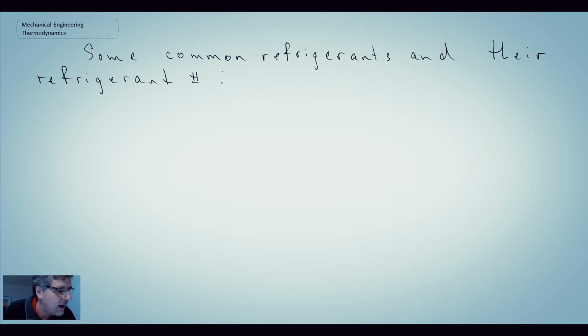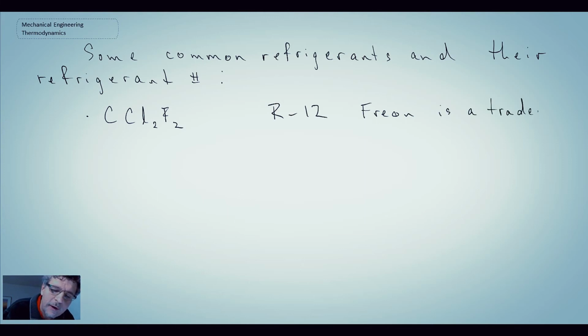So what we do, we have the chemical formula for whatever particular refrigerant we might be looking at, and I'll write that out. So that is the first one. This is called R12, and commonly it had a trade name called Freon. Now we don't use this anymore because what was happening is it was going up into the upper atmosphere and was destroying the ozone layer. So that was R12.